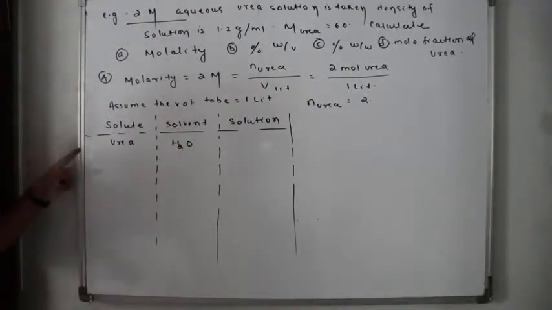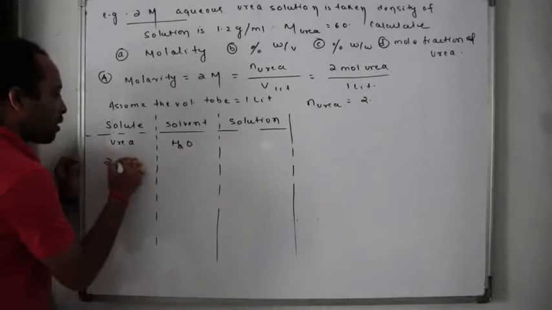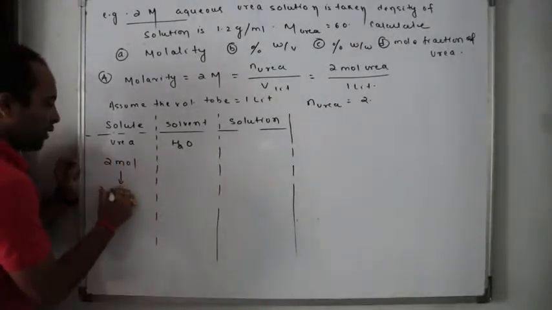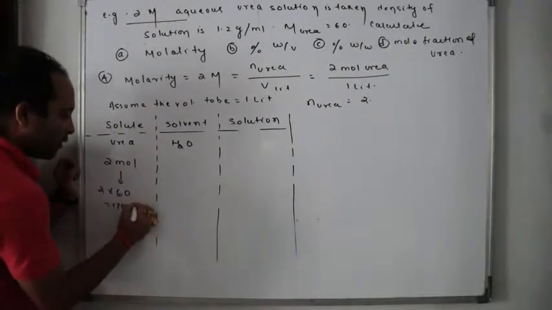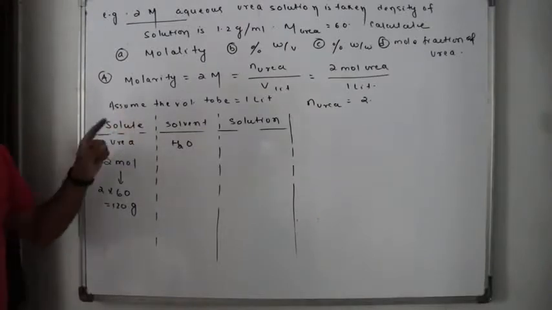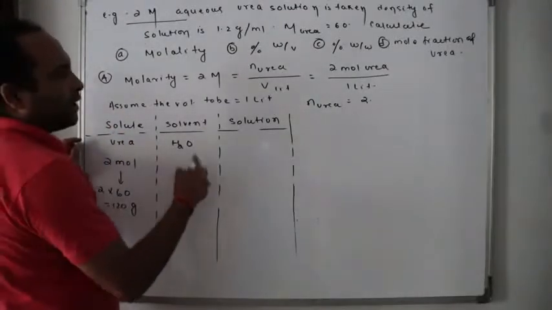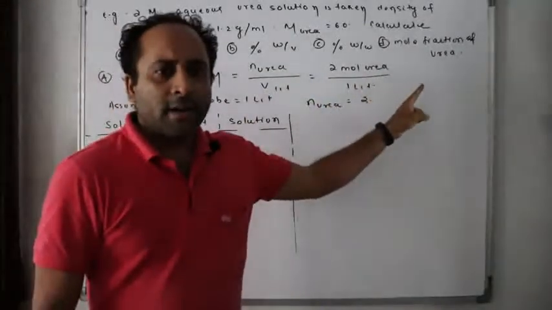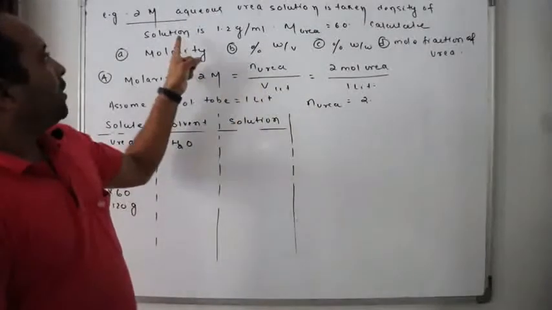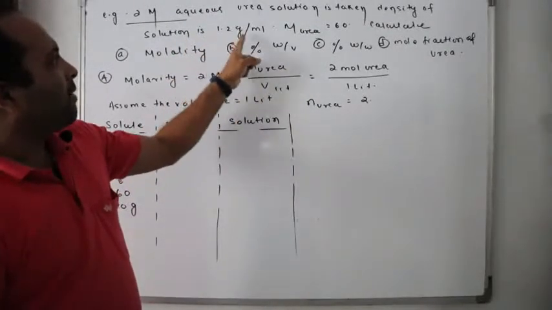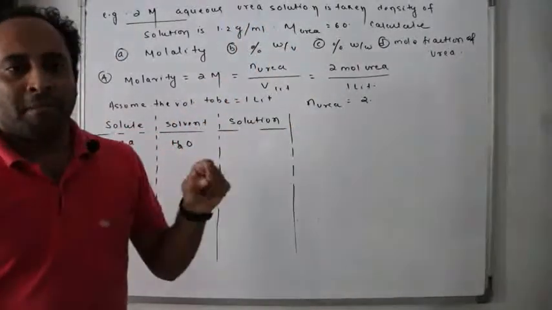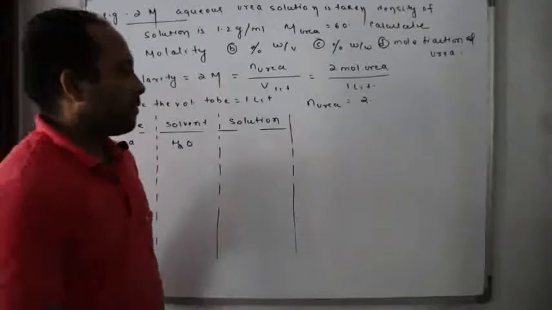Now, solute, urea, how many moles? 2 moles. 2 moles mean how many grams? 2 into 60. Is it 120 grams? Yes or no? Now, solvent, water, how much? Total I have taken how much? 1 liter, isn't it? Now, it's very clear that I have taken 1 liter and the density is 1.2 gram per ml, isn't it? Now, density given, volume given, mass is how much? Tell me.